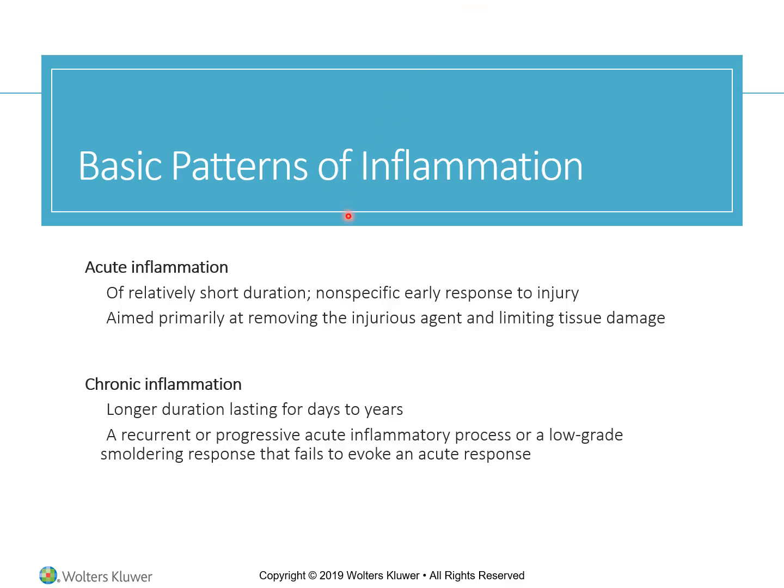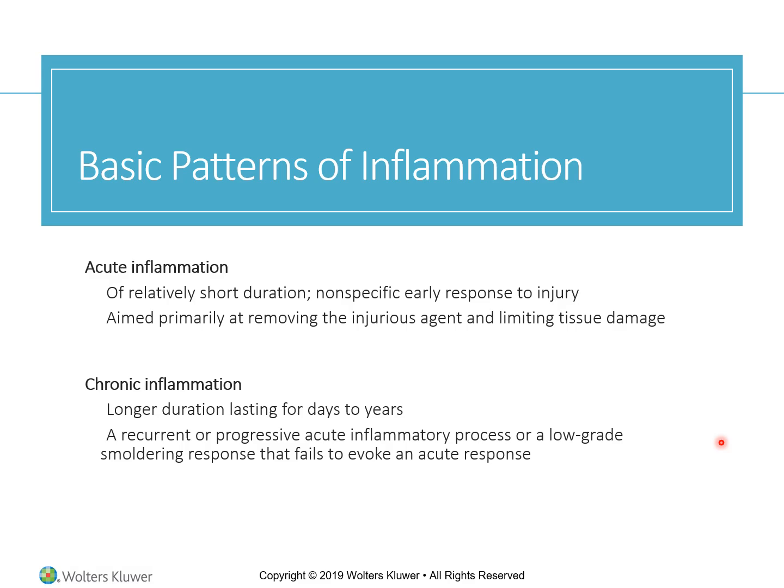Another thing that we'll talk about is the difference between the acute inflammatory process and the chronic inflammatory process. We've been talking a lot about acute inflammation, and that is a process of relatively short duration. It's also a really non-specific early response to injury, meaning that any injury, whether it's trauma or surgery or infection, causes the same cascade of inflammatory response. That's what we mean by nonspecific. And it's aimed primarily at removing an injurious agent, limiting the tissue damage, and then starting the overall healing process.